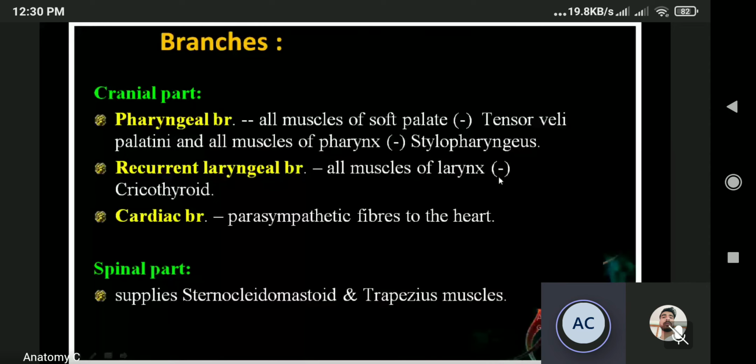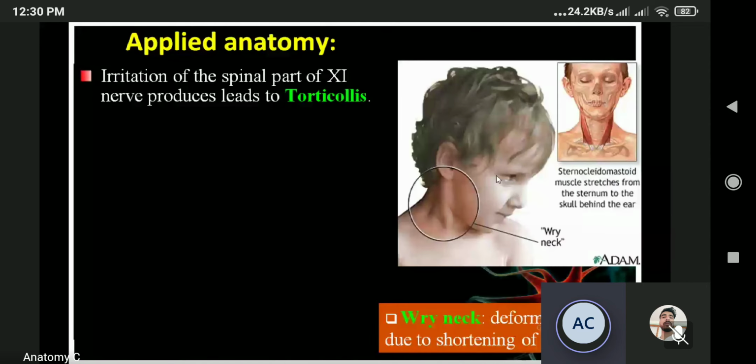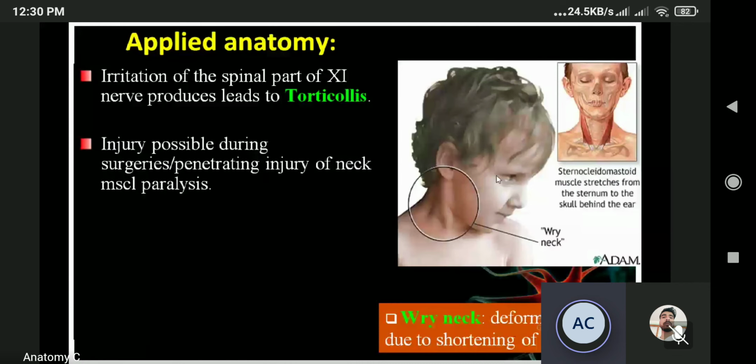The next is the applied anatomy of the accessory nerve. Whenever there is irritation of the spinal part of the accessory nerve, that will lead to torticollis, spasmodic contraction of the sternocleidomastoid muscle and the trapezius. So if there is painful contraction of the sternocleidomastoid and trapezius, that is known as torticollis.